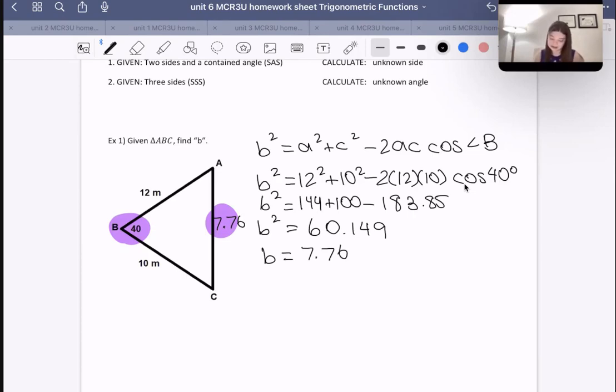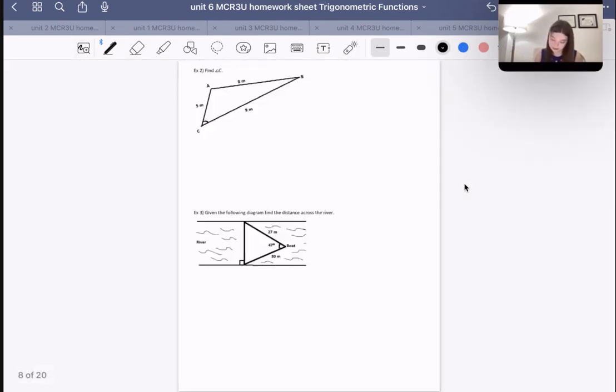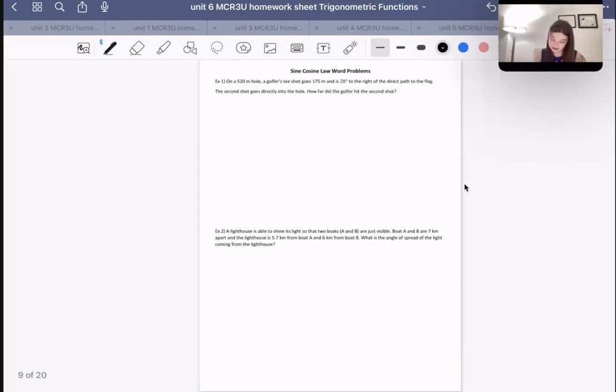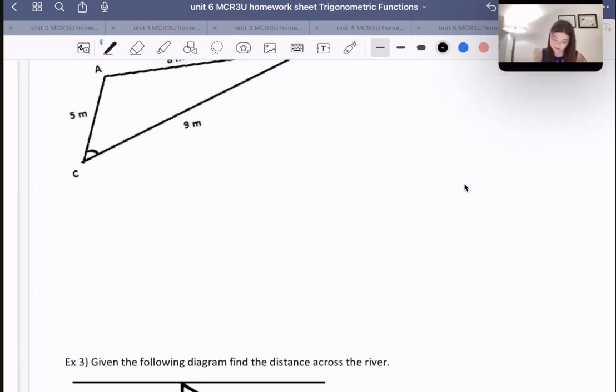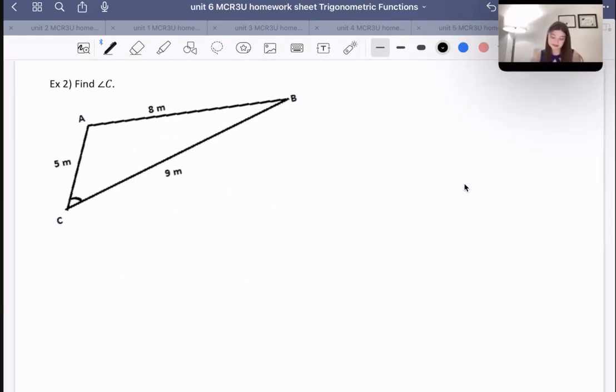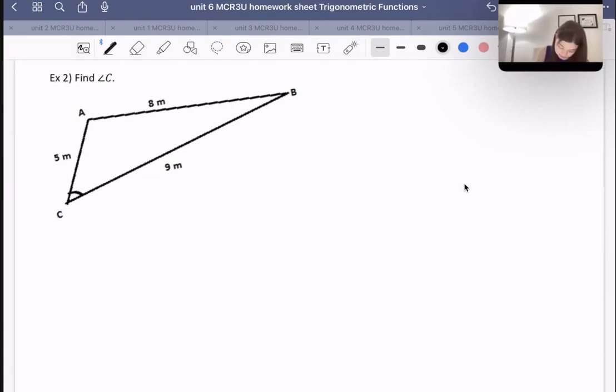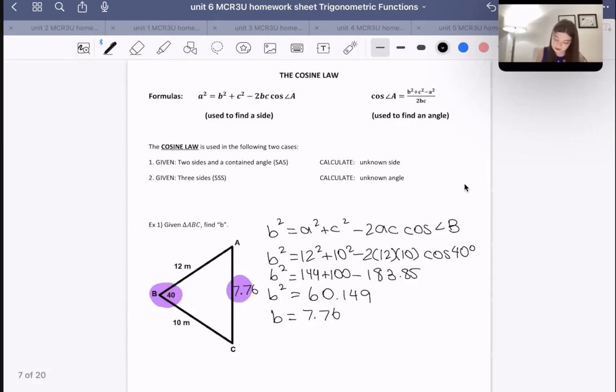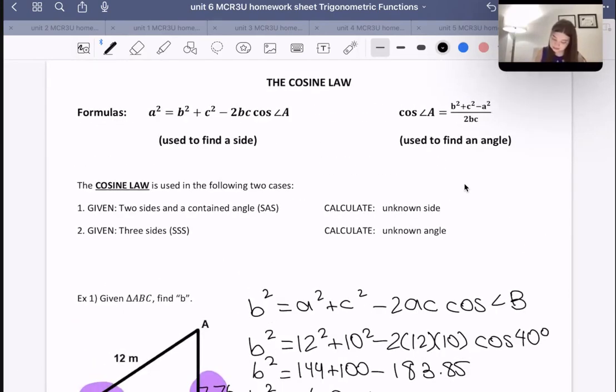Okay, let's move on to two more examples that we have before we do the word problems lesson. This one is a little bit different because here they want us to find angle C. So they want us to find this angle. And just a reminder, the angle formula states that cosine of angle C is equal to a squared plus b squared minus c squared over 2ac, or ab rather.